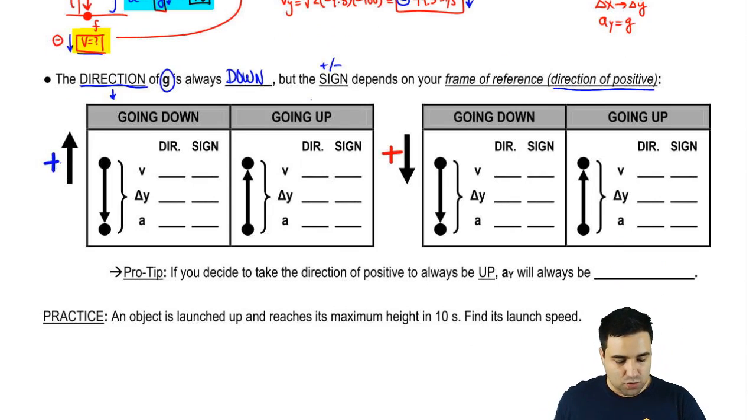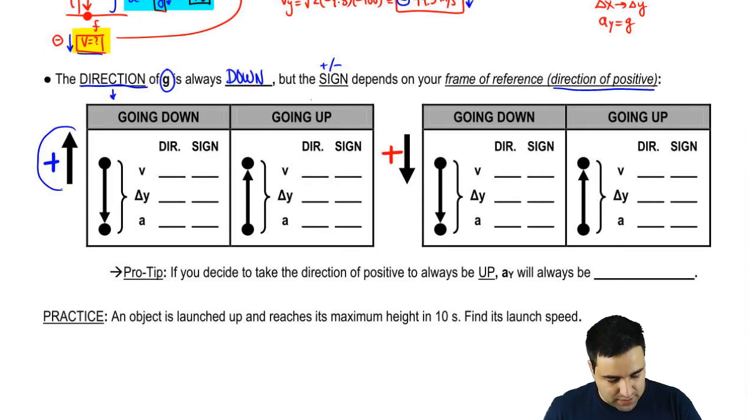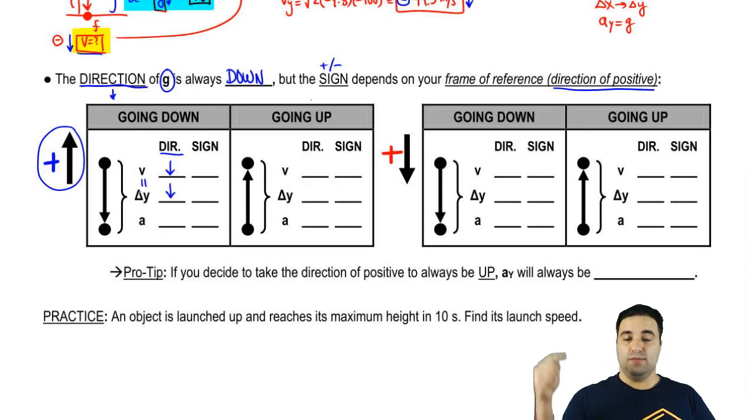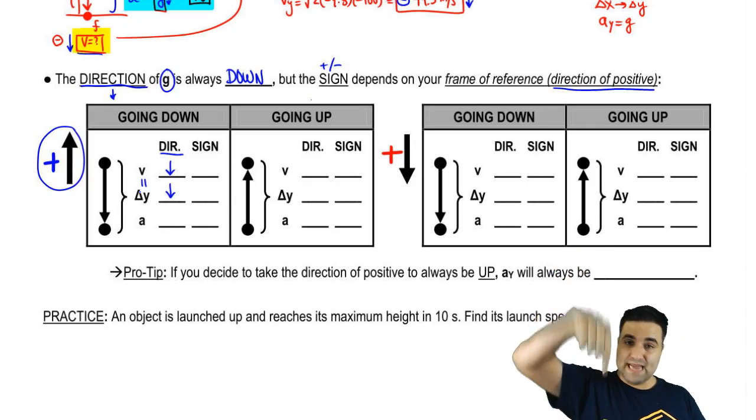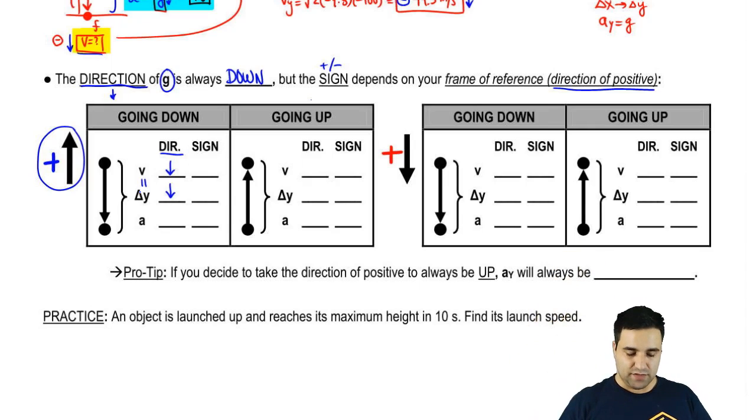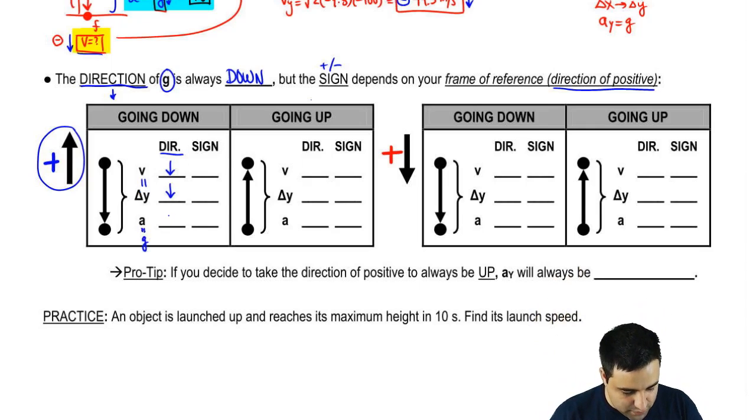Okay, so going up is the direction of positive. Let's look at this first. And what happens if you're going down? An object is going down. Well, if you're going down, that means that the direction of your motion is down. And that means the direction of your velocity is down, the direction of your delta y is down as well. These two, by the way, always have the same direction. If I'm moving to the right, that's the direction of my delta x and the direction of my v. If I'm going down, that's the direction of my delta y and the direction of my v. Acceleration is gravity, and gravity is always down.